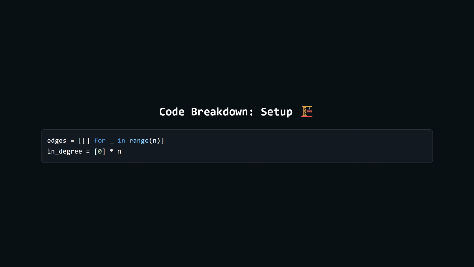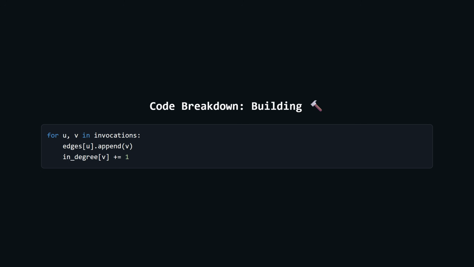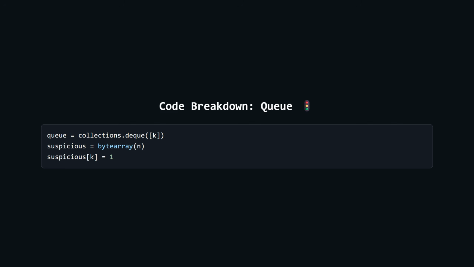Let's walk through the Python implementation. First, we set up an adjacency list called edges to represent our graph, and an array to hold those incoming arrow counts for every method. We loop through the list of calls they gave us, building our graph connections, and adding 1 to the target method's incoming count each time an arrow points to it. Next, we set up a queue to do a breadth-first search, starting right at our known bug, method k.